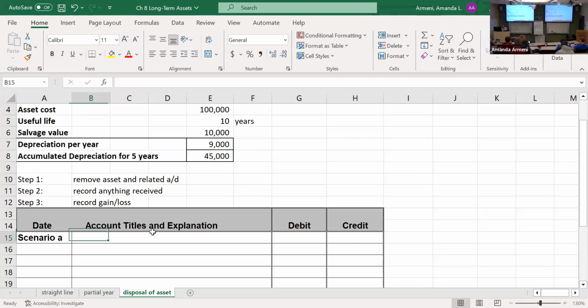So step 1, remove the asset from your accounting records and the accumulated depreciation that's related to that asset. So let's focus on the asset first. We bought a piece of machinery. Let's call it machine. What would you have done in your accounting records when you originally bought that machine? What would you have done in your accounting records? What entry would you make in your accounting records?